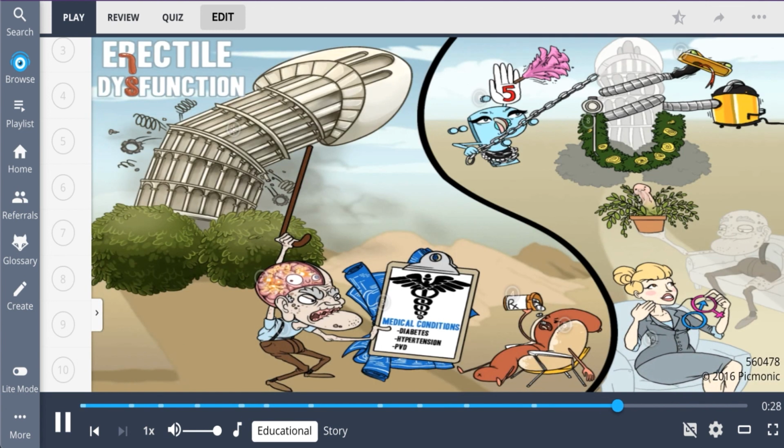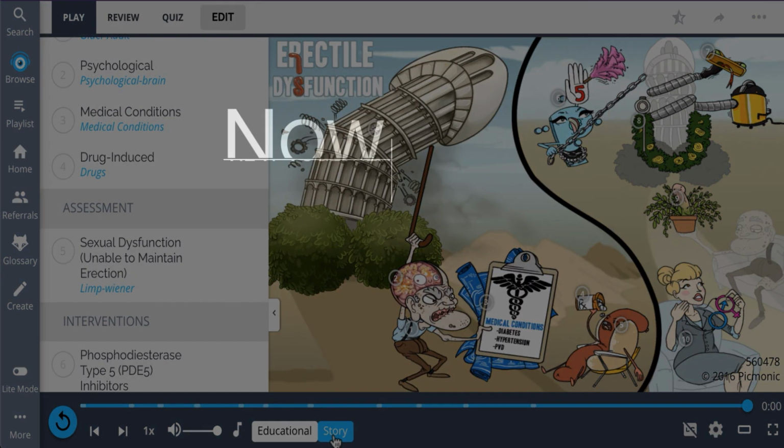So let's review erectile dysfunction. Causes of ED include age-related changes, psychological factors, medical conditions, and drug-induced scenarios. ED is characterized by the inability to achieve or maintain an erection, leading to sexual dysfunction. Drug therapy includes phosphodiesterase type 5 inhibitors, vacuum constriction devices, intraurethral devices, and penile implants. Sexual counseling should include the patient's partner and begin prior to medical treatment.